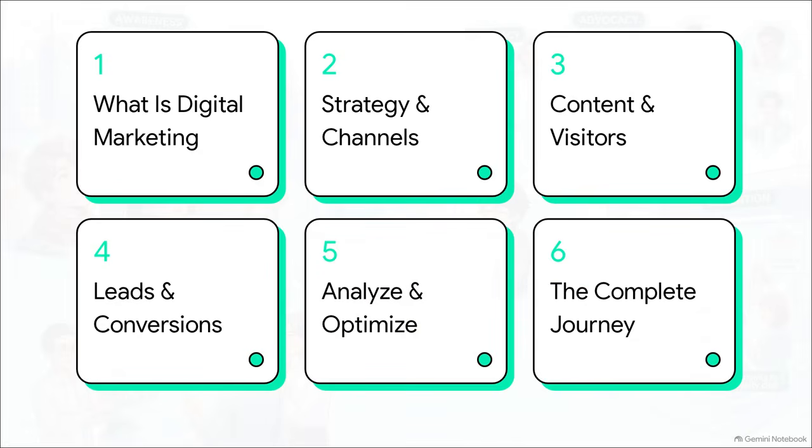Here is our roadmap to get us there. We'll start with number 1, what is digital marketing? Then 2, strategy, audience, and channels. 3 is content, ads, and visitors. 4, leads and conversions. 5 covers analysis and optimization. And finally, number 6, the complete marketing journey.